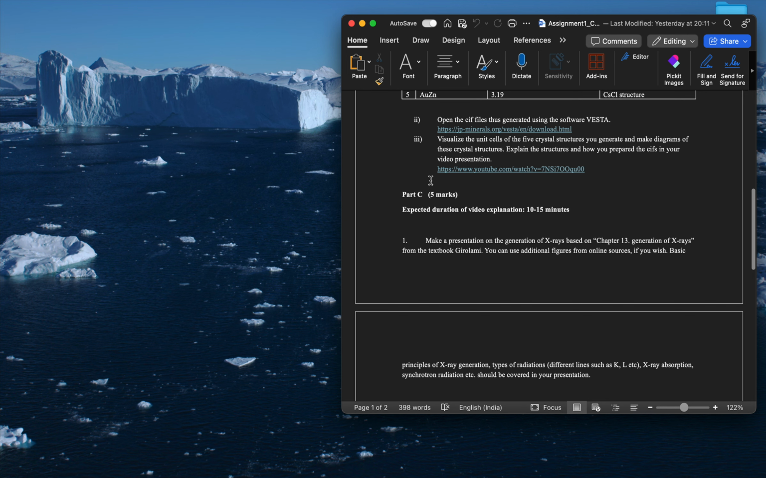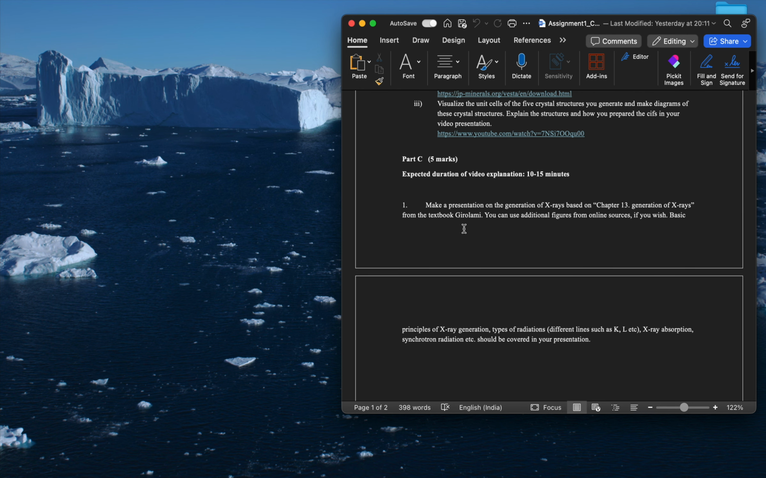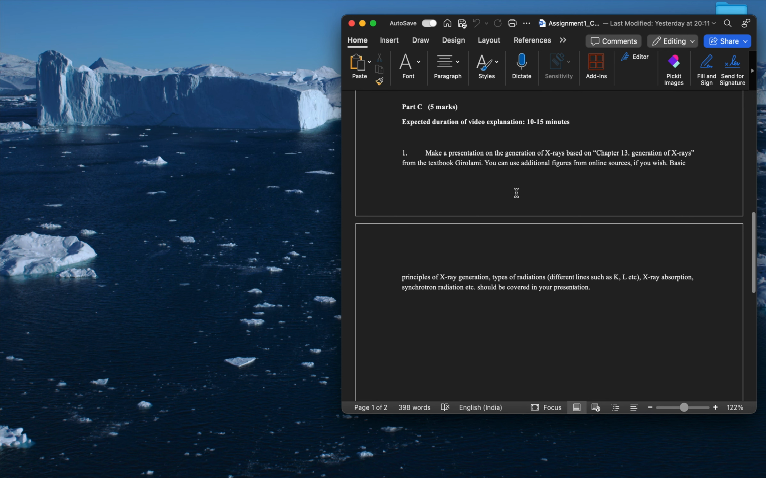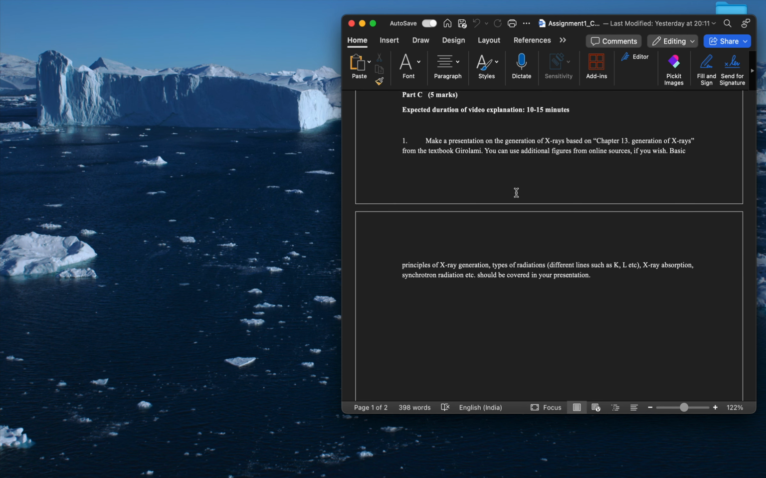So here is part C of the video that we have to make. We have to make an explanatory video of about 10 to 15 minutes duration. We have to make a presentation on the generation of X-rays, and for reference we have to use the text of Girolami, where generation of X-rays is given in chapter 13. So basically we have to go through the chapter, study it, and make a presentation. That's what I have done here.